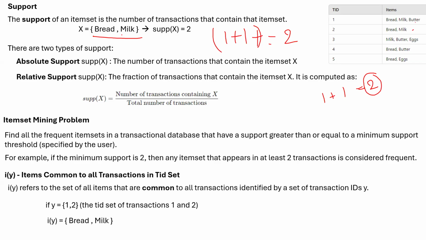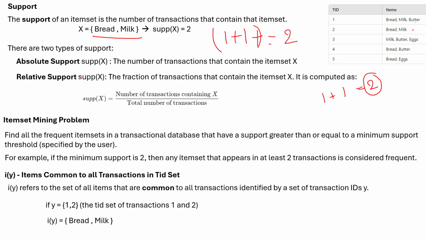Next, there are two types of support: absolute support and relative support. Absolute support is exactly the count that you have done, the number of transactions that contain that item set X. So 2 is the absolute support for bread and milk, and 2 is the absolute support for bread and butter.